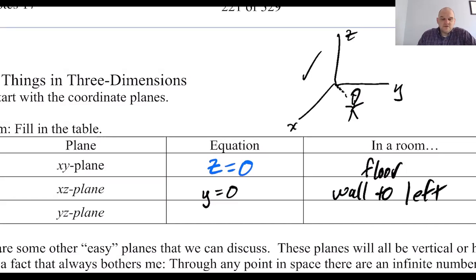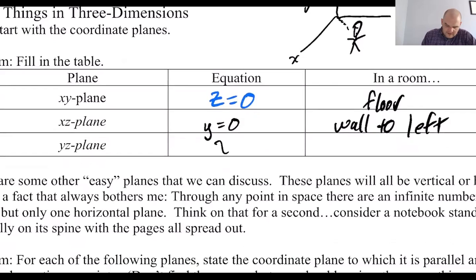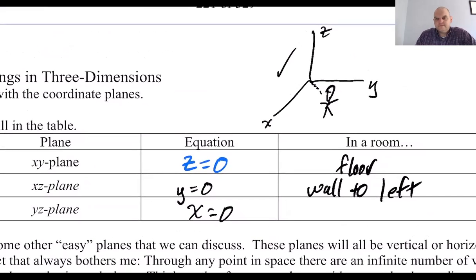The next plane is the yz plane. So the yz plane, what's missing? X is missing. So the equation will be x equals 0. And there's really only one thing left. If you go back to this amazing picture, it's going to have to be the wall that's on your right. And you can see it's y and z, right? So the yz plane. So that's going to be the wall to the right.